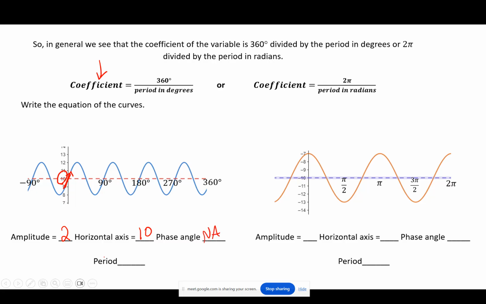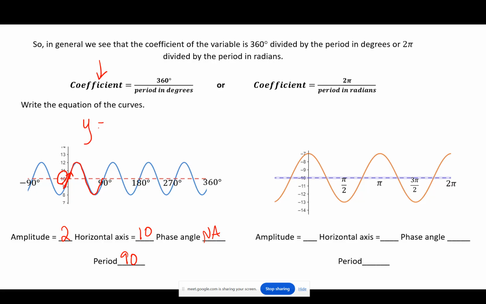Now the period, that's the question. How long does it take this graph to complete one full cycle? Well, it goes up, down, and back up. It only takes 90 degrees for it to do that full cycle. So the period is 90 degrees. So when I'm writing my equation, I need to know what coefficient I am supposed to put on my theta. Well, let's just go ahead and start writing the equation.